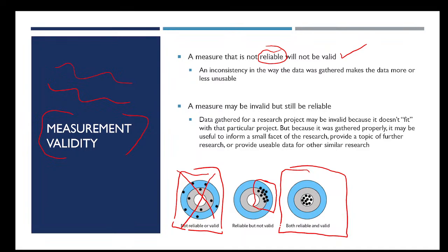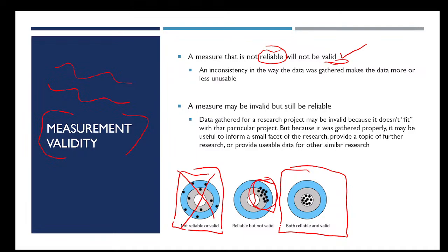Then it's going to look like you have data that makes sense and it looks usable, but for some reason you've made a mistake in what you're actually measuring. So you're not getting that measurement validity. So yeah, this can happen.